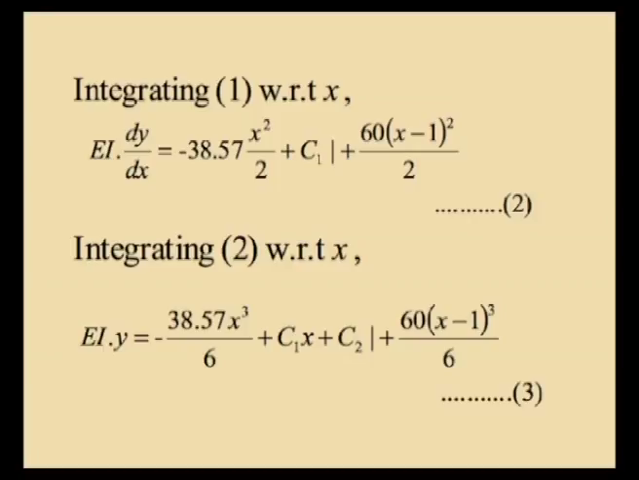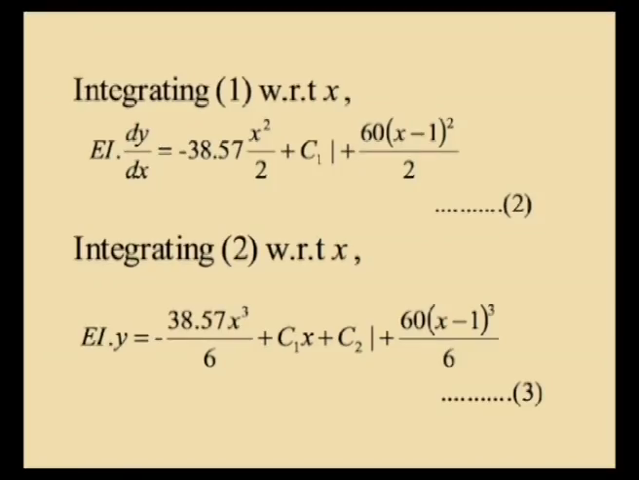In case we have one more portion, we can take the first two terms as common terms, and the extra term can be written beyond the dotted line. So, we get EI d squared y by dx squared equal to minus 38.57 x plus 60 into x minus 1, that will be equation 1. Then we need to go by double integration.